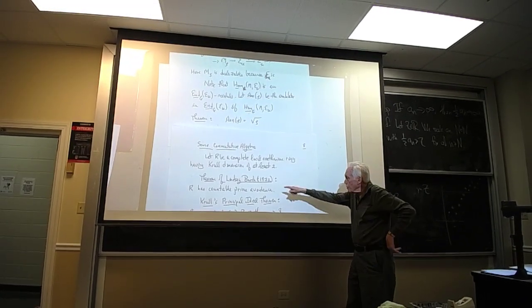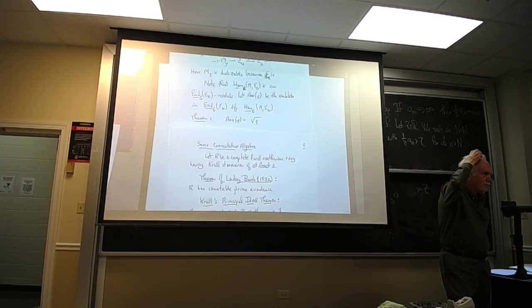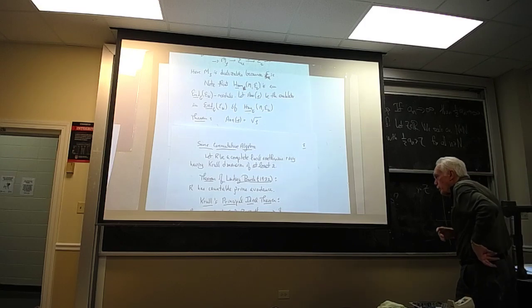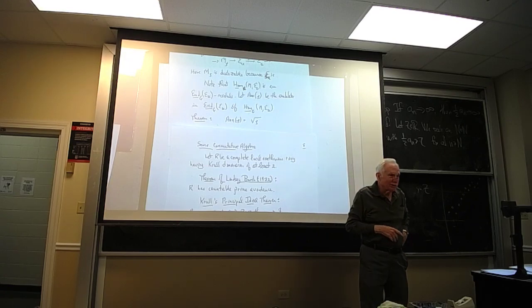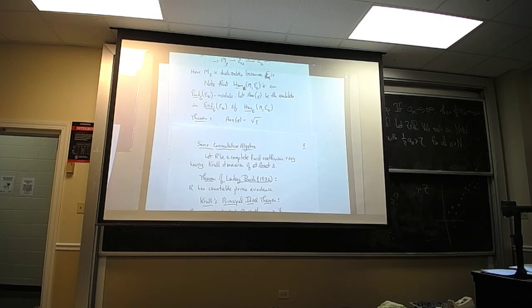Okay. So this is an old theorem, goes back to 1972 by a guy named Lindsay Birch. And what Lindsay Birch proved was that this ring R has what they call countable prime avoidance. That means if I have any countable collection of proper prime ideals, I can find an element that is not in the union of those.